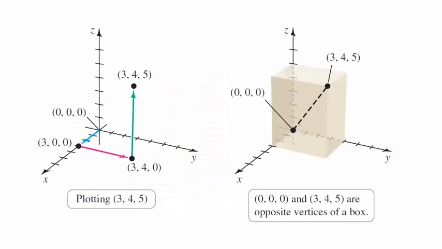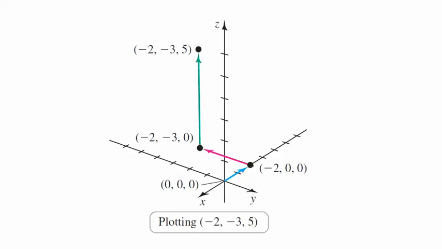So for example, let's say we wanted to graph the point (3, 4, 5). So we're going to start at the origin. We're going to come 3 units out, 4 units to the right, and 5 units up. And that's going to be the location in space. Putting a little 3-dimensional box here can help you visualize that space from (0, 0, 0) to (3, 4, 5).